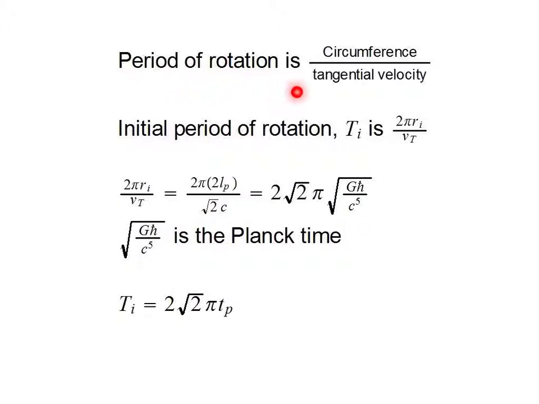The period of rotation is determined by taking the circumference of the circle and dividing it by its tangential velocity, its rim speed. The initial period of rotation, t sub I, would be given by 2 pi r divided by v sub t, the tangential velocity. We know that the radius is 2 times the Planck length, and again, our tangential velocity is a constant at the square root of 2 times c. And we get 2 times the square root of 2 times pi times the Planck time. Therefore, the initial period of rotation is 2 times the square root of 2 times pi times the Planck time.